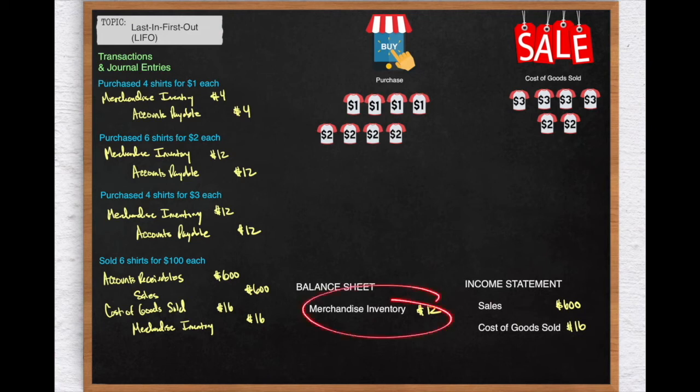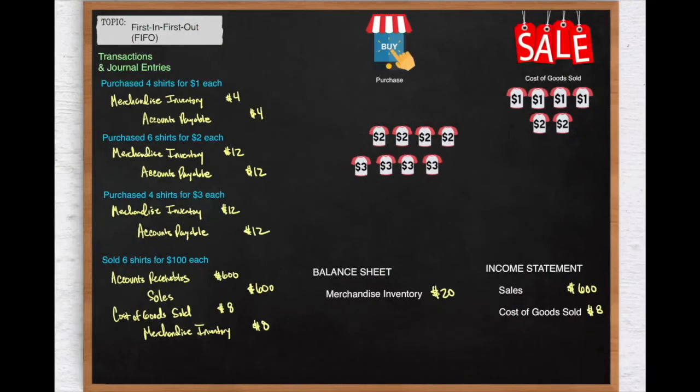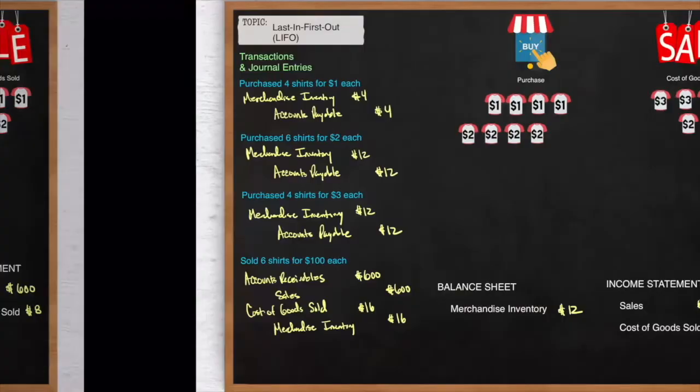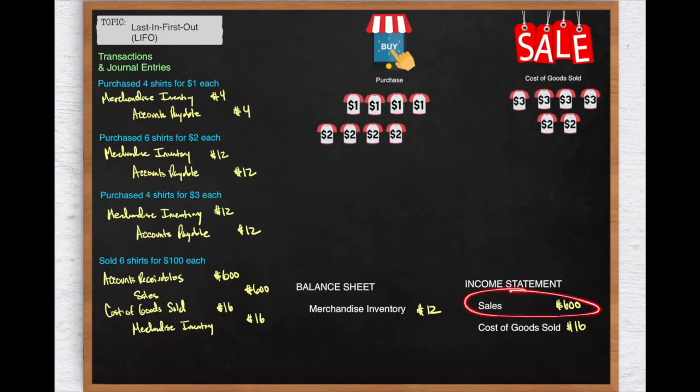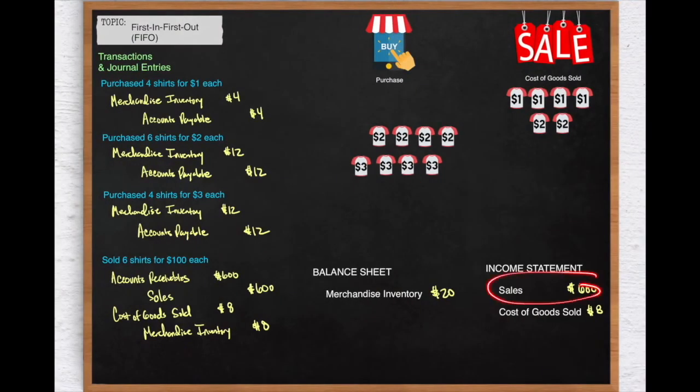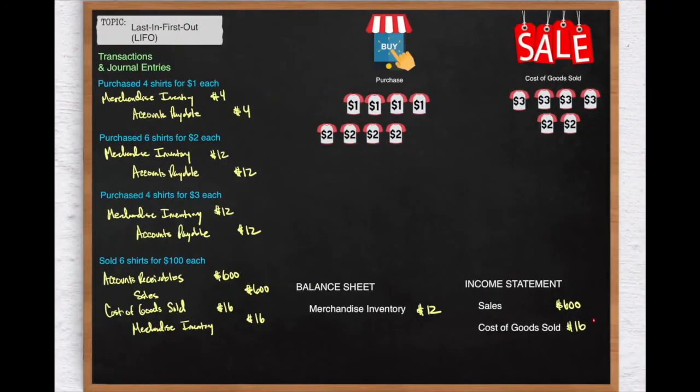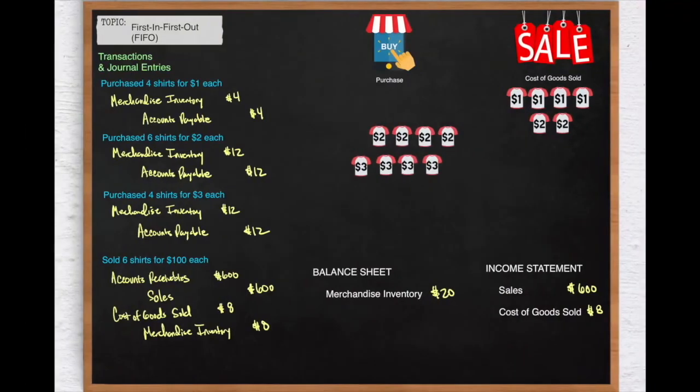Let's make a quick comparison between LIFO and FIFO. If you look at merchandise inventory, it's $12 for LIFO and $20 for FIFO. So there is a difference. The sales actually doesn't change because in each scenario you're charging the same amount, $100 for each shirt. So 600, 600. And then finally, your cost of goods sold, yes, there's a difference. It's $16 for LIFO and $8 for FIFO.